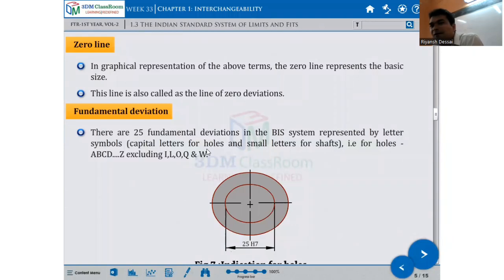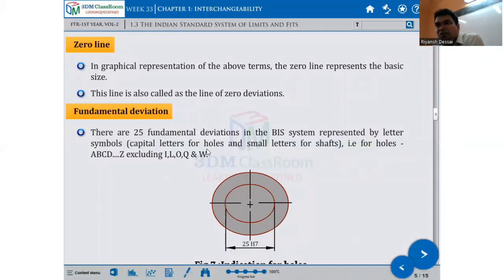Okay. As per the Bureau of Indian Standard, we have 25 standard fundamental deviations, starting letter from A to Z. Capital letters are for the hole system, whatever the hole diameter, and small letters for the shaft system, the outside diameter. For the shaft, for the big diameter, there are 25 letters.